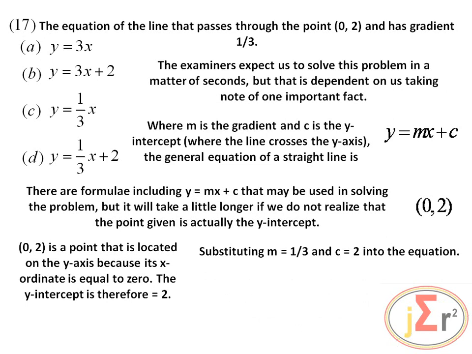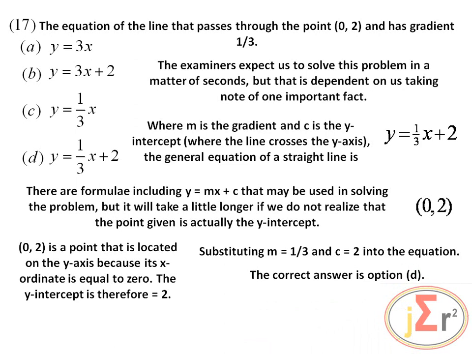All we need to do is to substitute m is equal to 1/3 and c is equal to 2 into the equation. So we have the equation right here, and m is 1/3, c is 2, and we are done. If we could have seen that, we could have just said, yes, we are sure the line has equation y is equal to 1/3 x plus 2. The correct answer is option D.